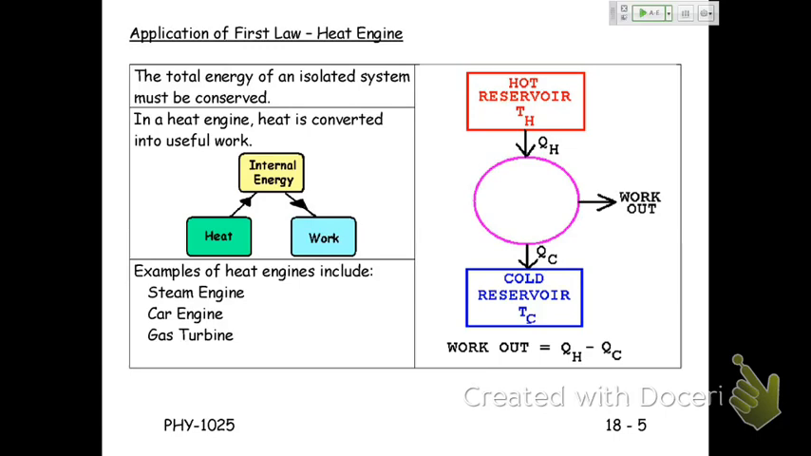So heat engines, and that's what I just told you about. The total energy of an isolated system must be conserved. In a heat engine, heat is converted into useful work. So we're taking the heat and putting it into the internal energy of the substance, and then it's expanding and pushing against pistons, and we're getting the work out of it.